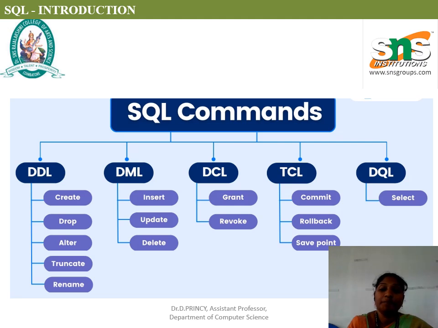We can grant all the privileges or revoke all the permissions. TCL stands for Transaction Control Language. It involves commit, save point, where a particular specified line should be saved, and rollback, which is nothing but an undo. DQL statement, Data Query Language, that is select.